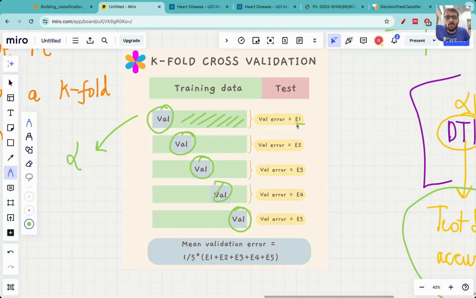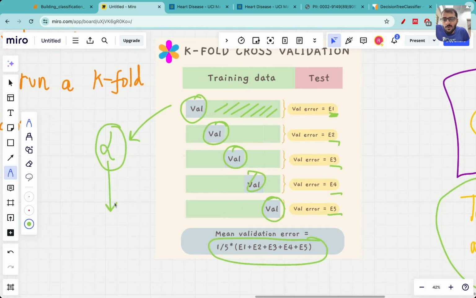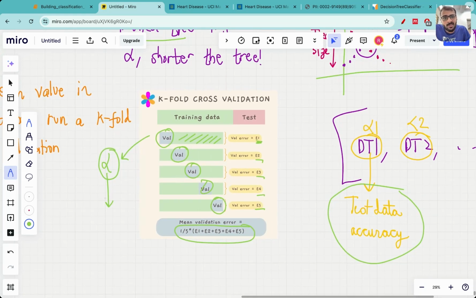Each of this, you compute the error on the validation set. So this is E1, E2, E3, E4 and E5, and then you find the mean validation error. So this will make sure that you are using different data sets as the testing. So you will get one such error for one value of alpha. Similarly, for all the values of alpha, you will get different errors. And then you choose that value of alpha which gives you the lowest error.